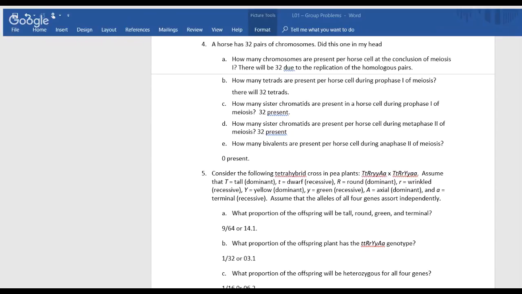So there's ultimately 32 pairs of chromosomes between the diploid set, mom and dad. And so with all those homologous chromosomes, obviously they're going to have sister chromosomes, which are going to be there. So when meiosis 1 occurs, they're going to split, which is going to be 32. So in each horse cell, there's going to be 32.